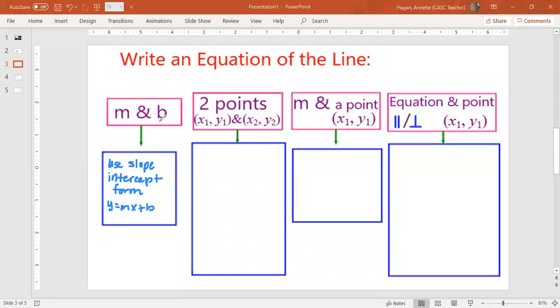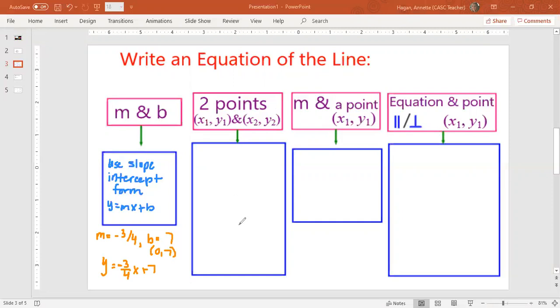So an example of this, let's say that I gave you m is -3/4 and b is 7. So it's going to be y equals -3/4 x plus 7. Easy peasy. From there, I could go into point slope or to standard form. If I want it in point slope form, I would have to remember that this is the point (0, 7) and then plug it in that way.